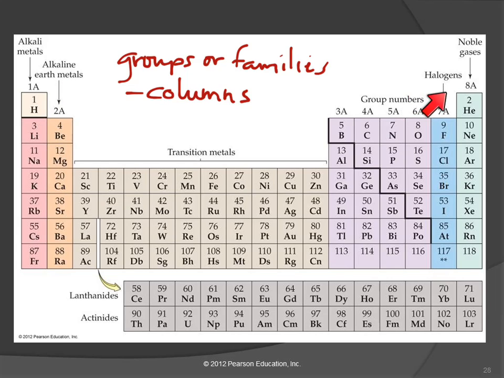And then we jump over to this side of the periodic table. Group 7A, these are the halogens: fluorine, chlorine, bromine, iodine, halogens. And the far right column, these are called the noble gases. So group 8A.